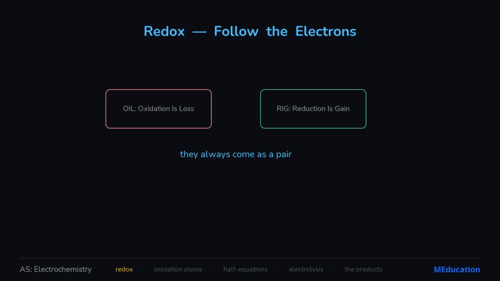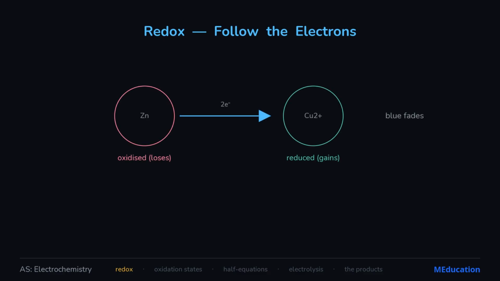Oxidation is loss of electrons, reduction is gain. The classic memory hook is OILRIG: oxidation is loss, reduction is gain. They always happen together. One substance can't give electrons away unless another is there to take them. No lone oxidation ever. Picture zinc dropped into copper sulfate.